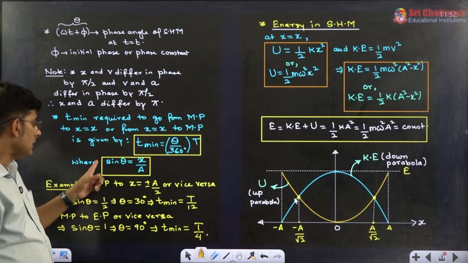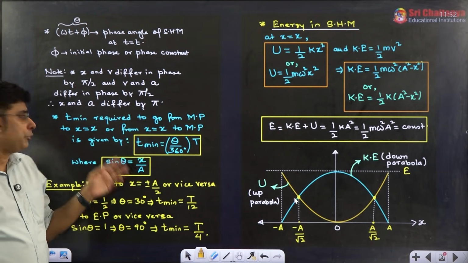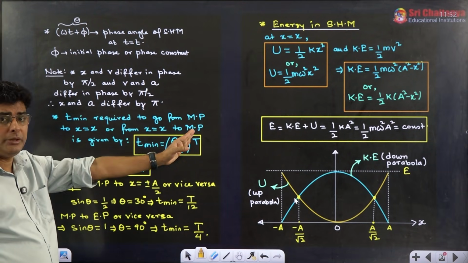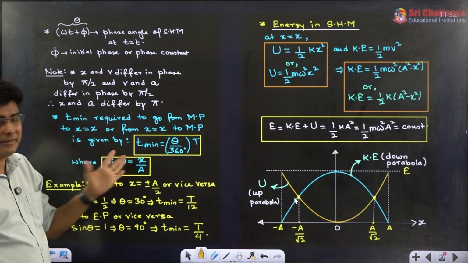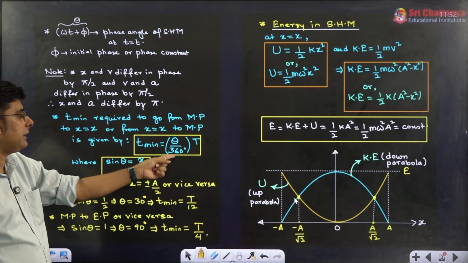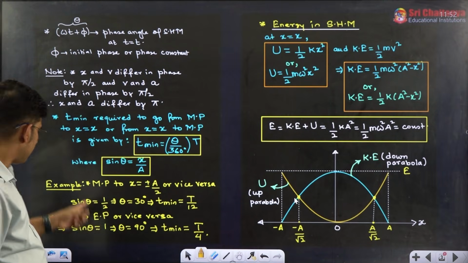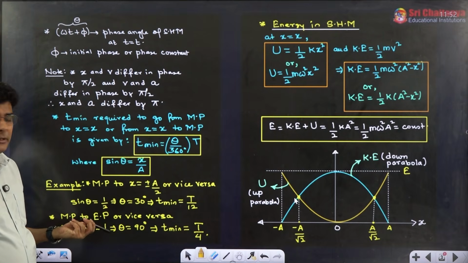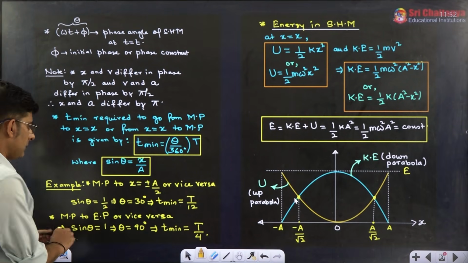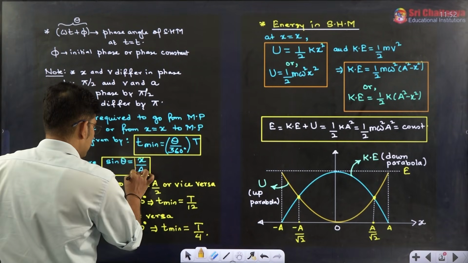Now how to find theta? Sin theta is x by A. So to go from mean position to any position x, or from x to mean position, simply find sin theta equals x by A. So time taken will be theta by 360 into T. As simple as that. See example: from mean to, suppose, A by 2, plus A by 2 or minus A by 2, I want to go. So basically here one thing more we should add: we have to take the mod value here.